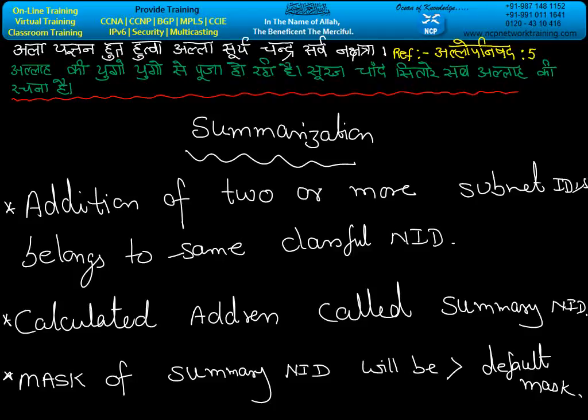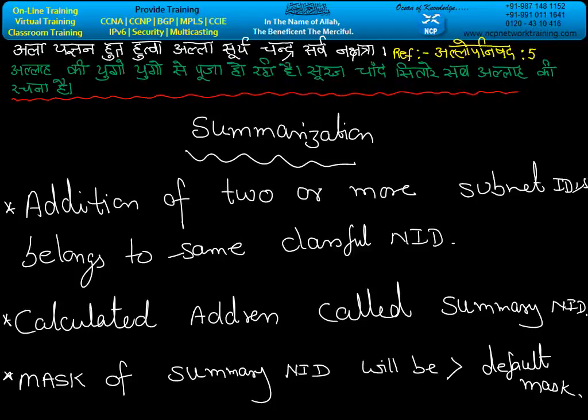Let's say all the subnets belong to, for example, 192.168.100.0. It's a major network, and the networks belong to same NID. We cannot summarize the subnetted NIDs of two different NIDs. Let's say one NID is 192.168.100.0 and second NID is 199.10.20.0. These are the two different major NIDs. So we cannot add the subnet IDs belonging to two different NIDs. We can summarize the multiple NIDs belonging to the same NID.